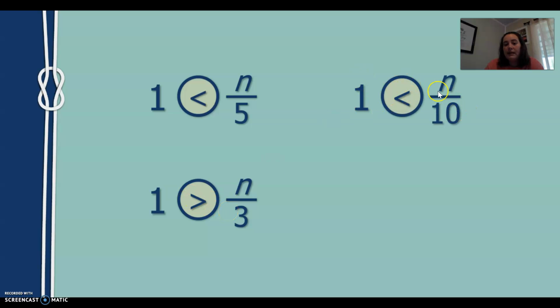Here, 1 is less than what? Well, then this has got to be bigger than 10. 11, 12, 13, 14, 15, 149, anything bigger than 10. Then here, 1 equals what? Well, then this has got to be a 7 on the top. 7/7 equals 1.